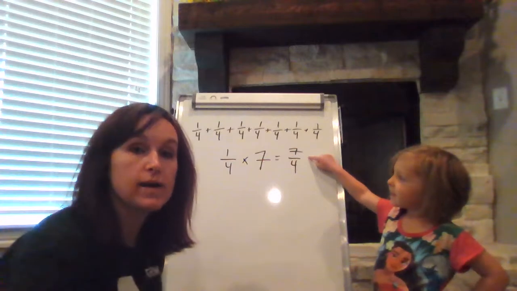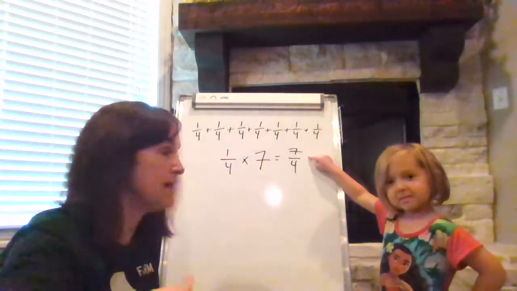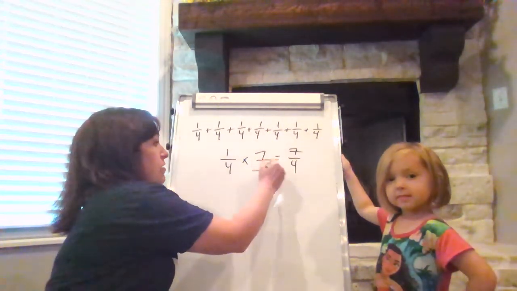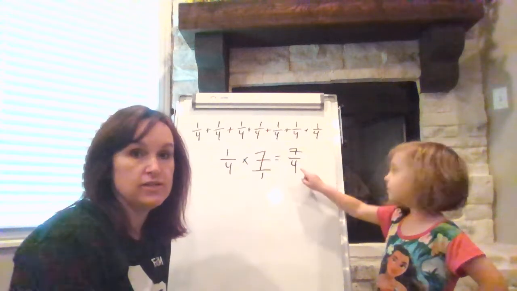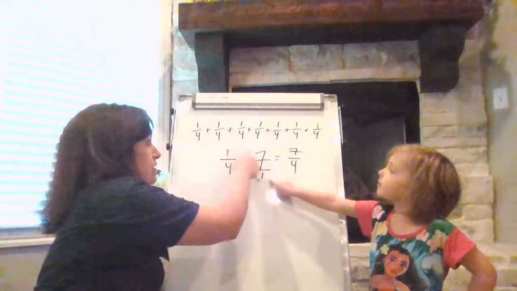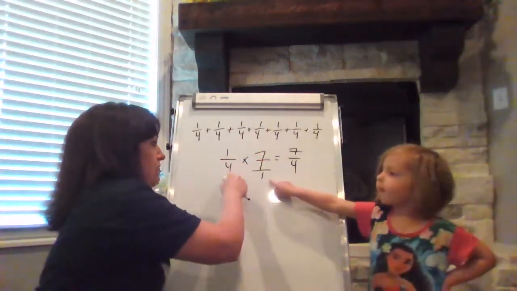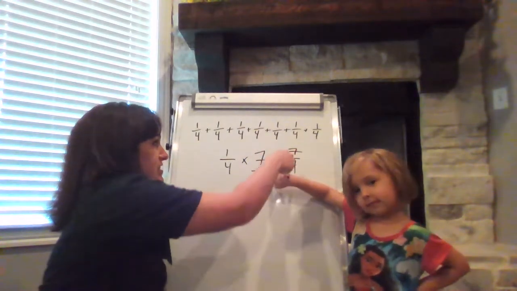7/4. Now, if we go back to what I had said in the video from last week, I could put a 1 underneath that 7 to turn it into a fraction. And I could do 1 times 7 and then 4 times 1, which is 7/4.